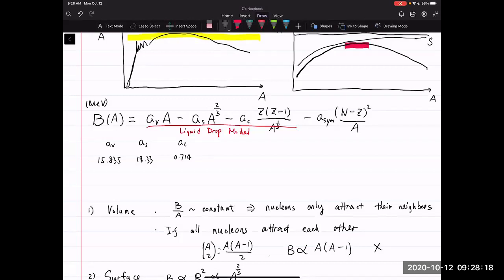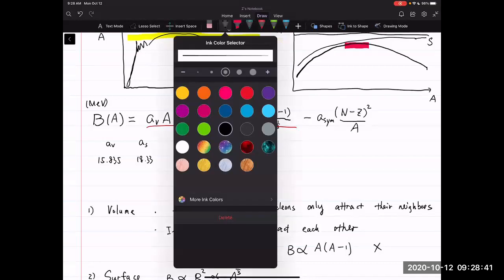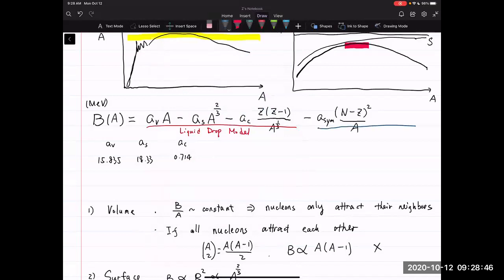This term doesn't come from the liquid drop model, as the liquid drop model does not distinguish neutrons from protons. In fact, this term is much more subtle, and the underlying reason for this binding energy comes from more rigorous calculations of nuclear models. The last term as well comes from the shell model. So this term and the last term come from the shell model, and the shell model is the focus of the next couple of lectures.